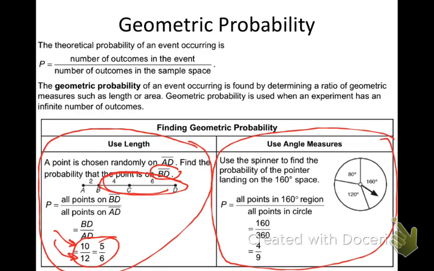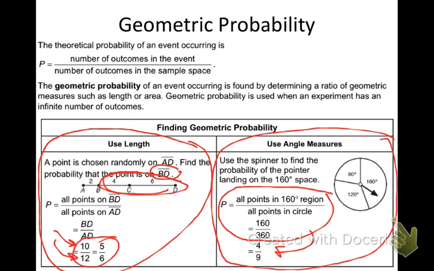Same thing is used to represent angle measures. Use the spinner to find the probability of the pointer landing on the 160-degree space. Well, when you think about it here, a full circle is how many degrees? 360. Nice job. So when you're talking about a circle and a spinner, a lot of times in degrees, you're going to have the 160 over 360, and then simplify that, and you get 4/9. Okay, so that's geometric probability.